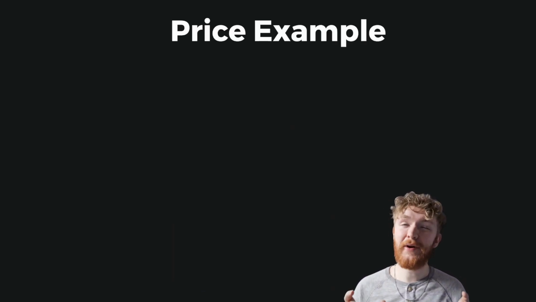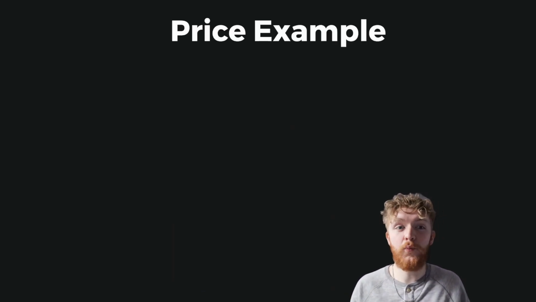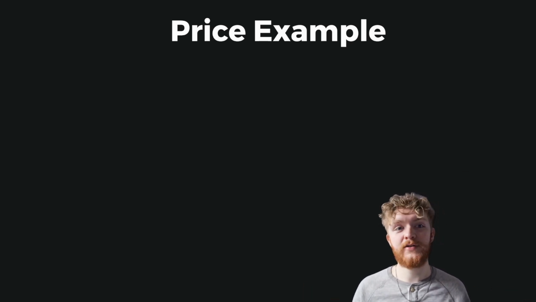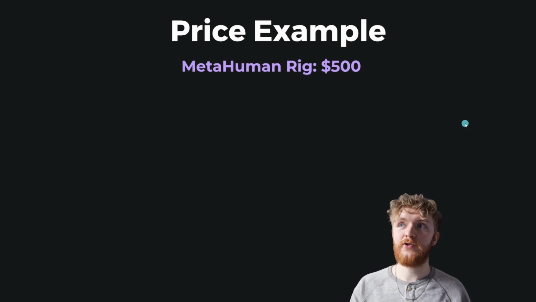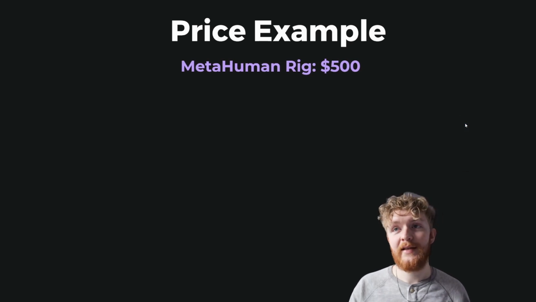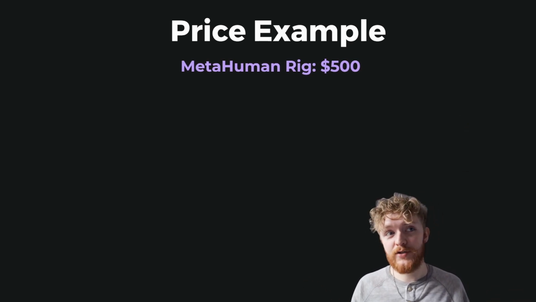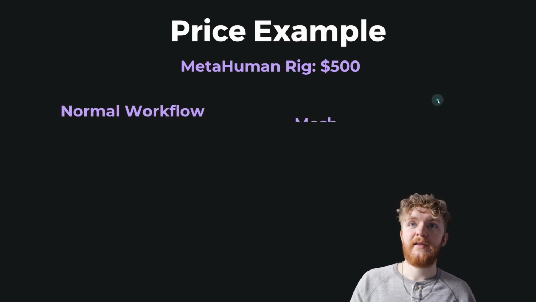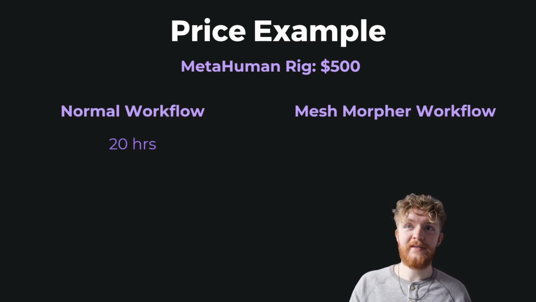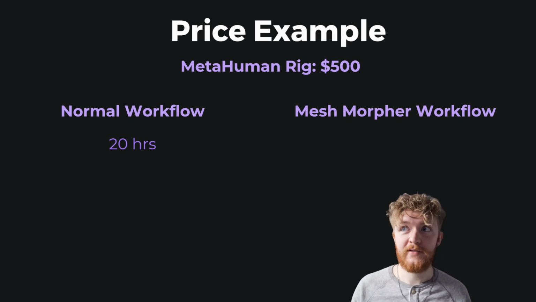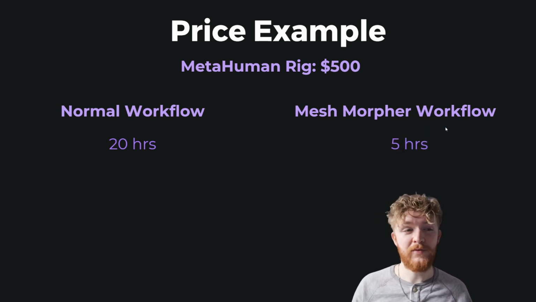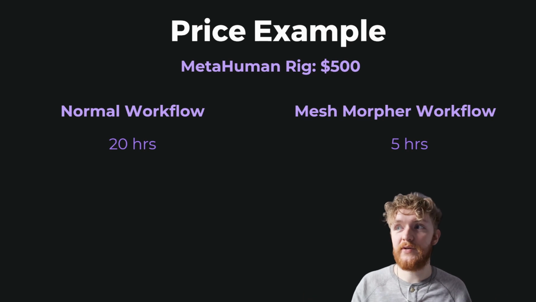Now, I put together a quick price example to see if it would be worth it, depending on who you are and what you're doing. So let's say you are a freelance rigging artist creating MetaHuman rigs, and you're charging $500 per rig. This can be an idealistic situation for somebody who would be using the Mesh Morpher plugin. Let's say your normal workflow takes you 20 hours to create one of these rigs. Maybe the Mesh Morpher workflow narrows that down to 5 hours with a 4x efficiency increase.